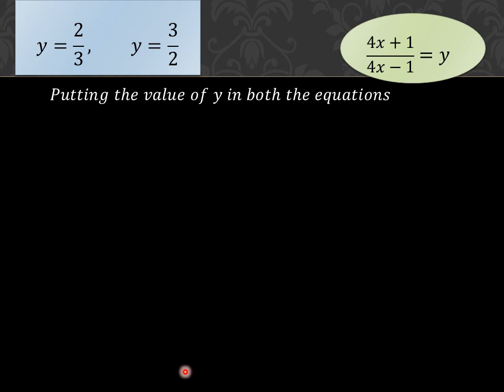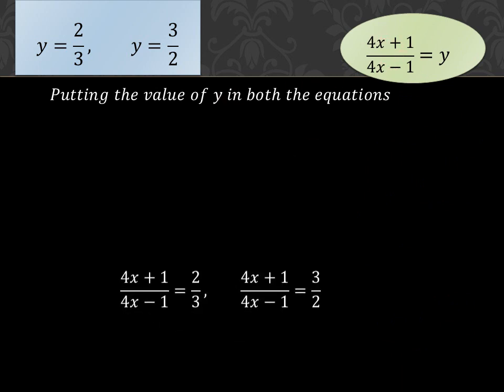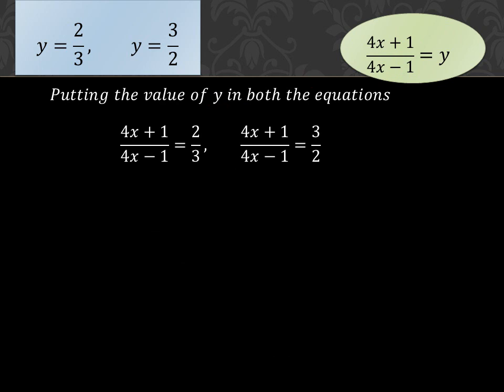We have supposed y as 4x plus 1 over 4x minus 1. So we will put 4x plus 1 over 4x minus 1 equals to 2 by 3, and 4x plus 1 over 4x minus 1 equals to 3 by 2. Now we will cross multiply it. 3 will come to this side of the equation, and it will multiply with 4x plus 1, and 4x minus 1 will get to this side of the equation, and it will multiply with 2. Same goes to the other side of the equation.